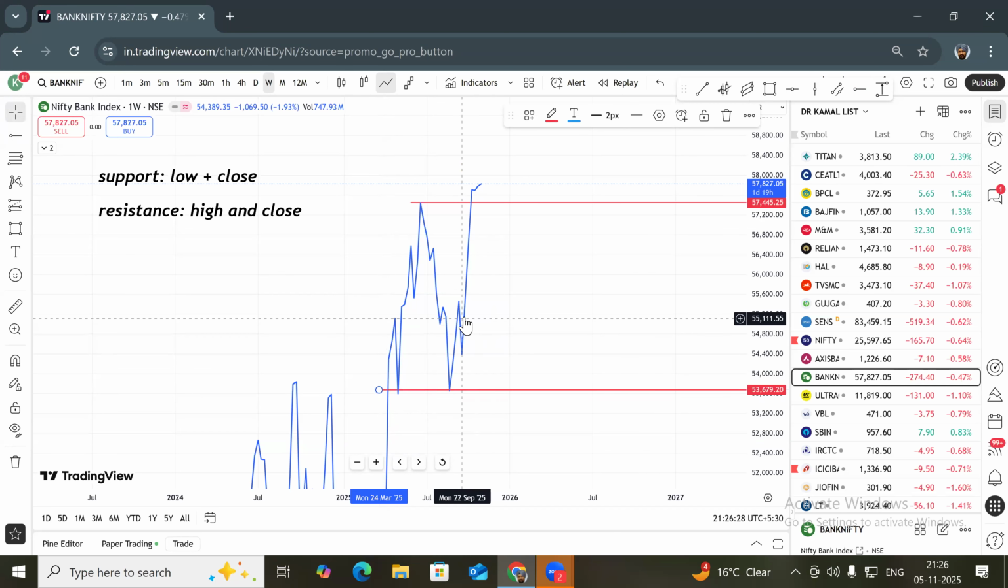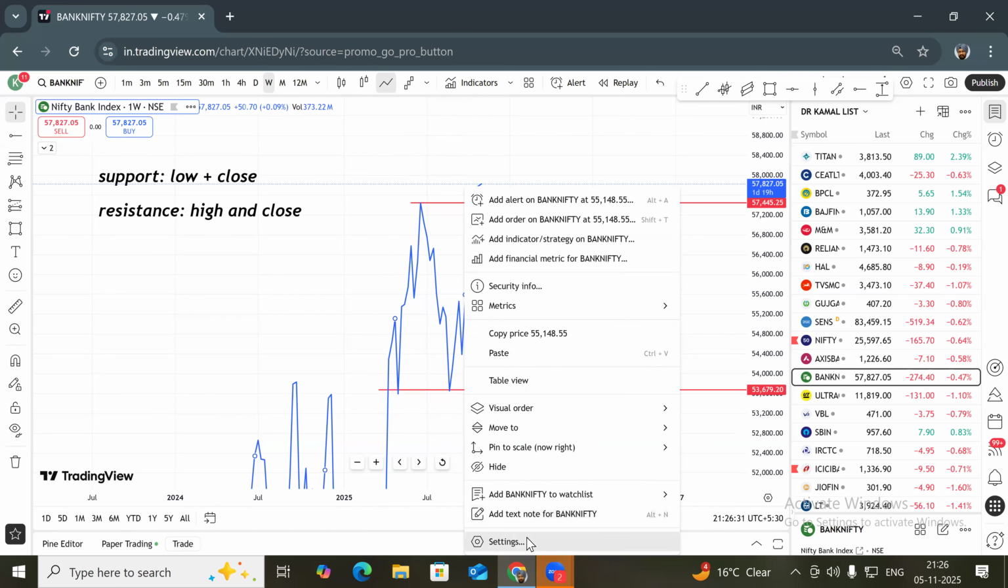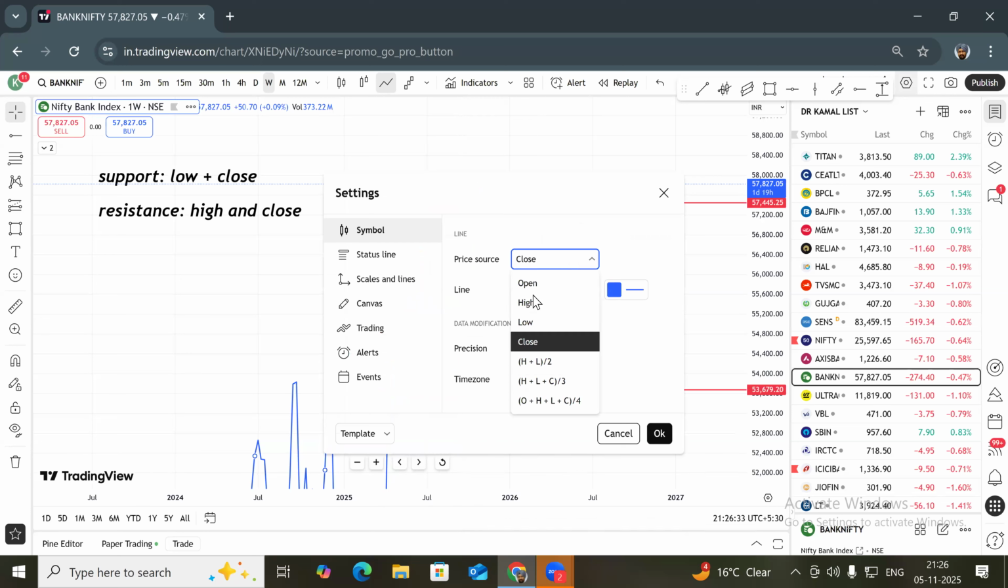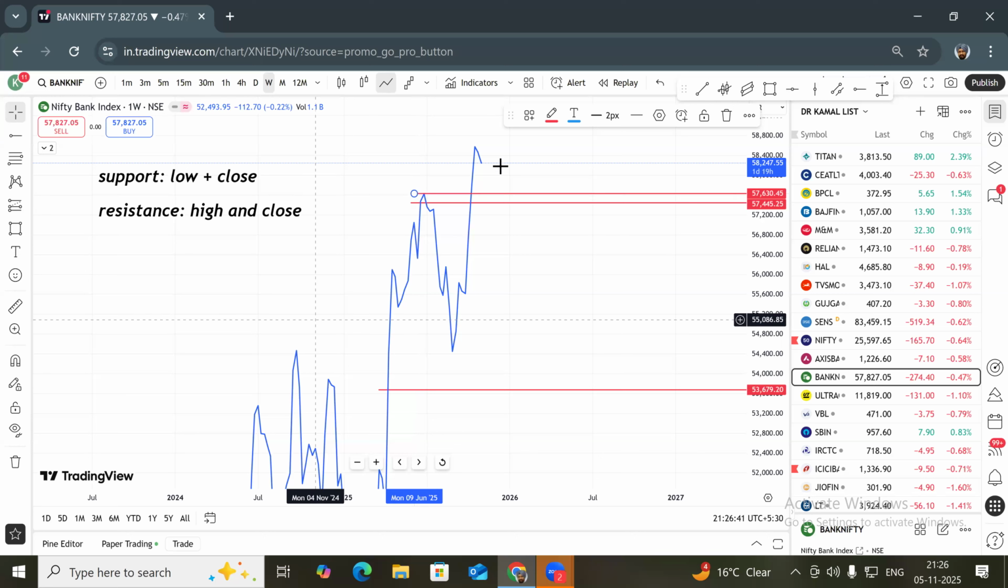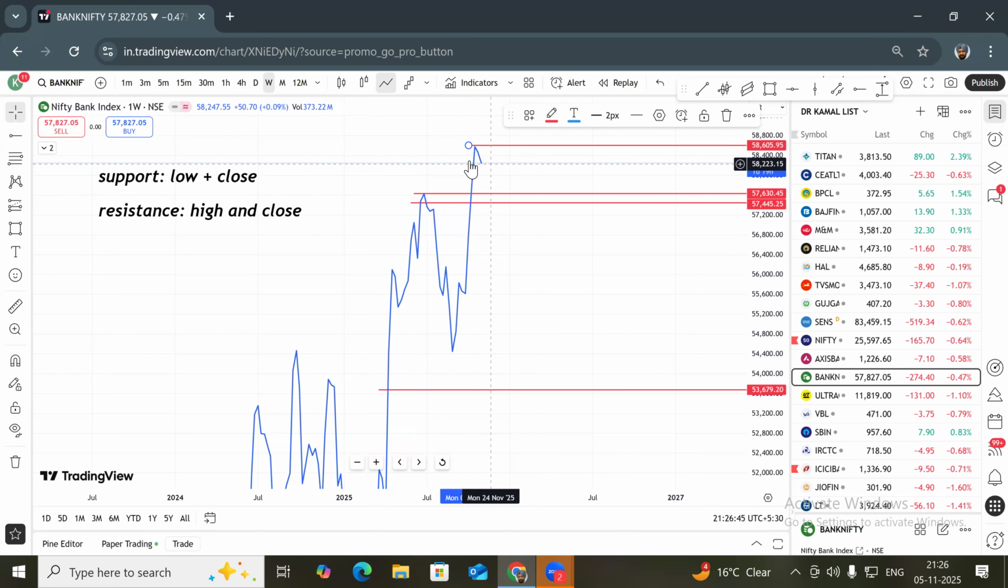Now again, go put your cursor there. Go to settings. From close, choose high. So now we are only going to mark the highest point what we are seeing. And this is one highest point we have seen previously. So we'll mark it separately because this may be a breakout level.